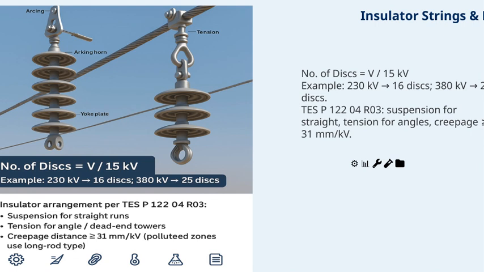According to TES P122-4R03, there's a distinction between suspension insulators for straight sections and tension insulators for angles. The creepage distance, which is the path along the surface of the insulator, should be at least 31 millimeters per kilovolt to prevent tracking and flashovers. The key here is understanding how these components work together to maintain reliable and safe power transmission. The assembly and correct selection of insulator strings are critical for overall system performance and safety.